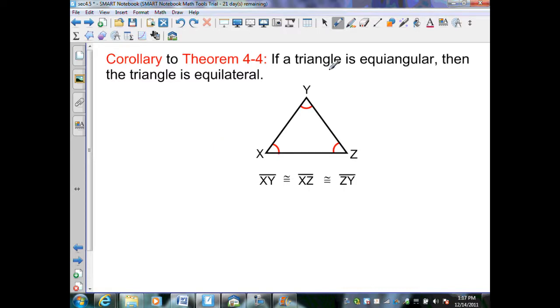And here, if I have a triangle that is equiangular, that tells me that all the angles in the triangle are congruent. Then the triangle is equilateral. In other words, each segment in the triangle is congruent. Therefore, segment XY is congruent to segment XZ, which is congruent to segment ZY.